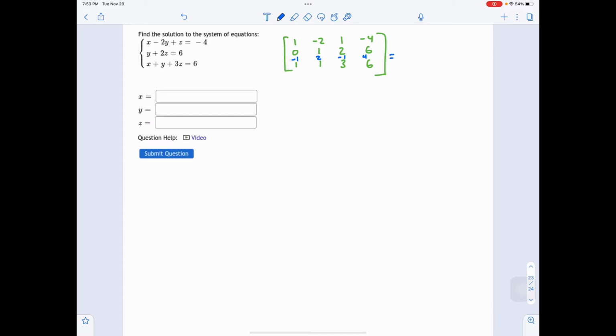Let's go ahead and clean that up and write a new matrix. 1, negative 2, 1, negative 4. 0, 1, 2, 6. The second row has not changed at all. And our third row is going to be 0, negative 1 and 1 cancels out to be 0. 2 and 1 is 3. Negative 1 and 3 is 2. And 4 and 6 is 10.